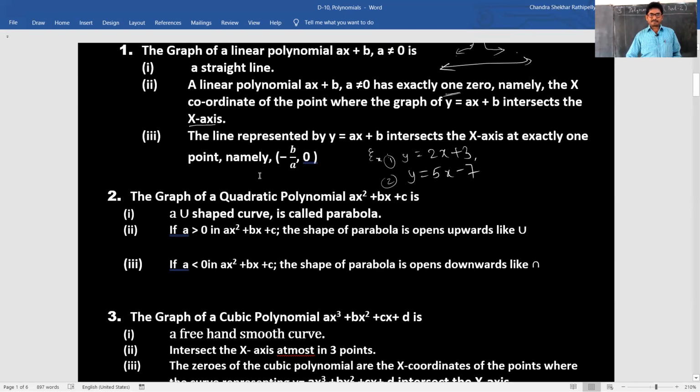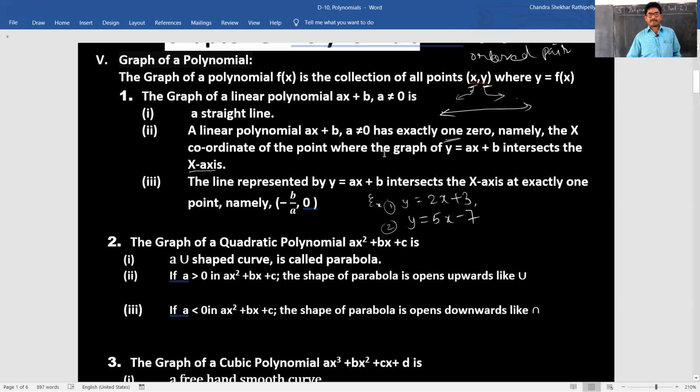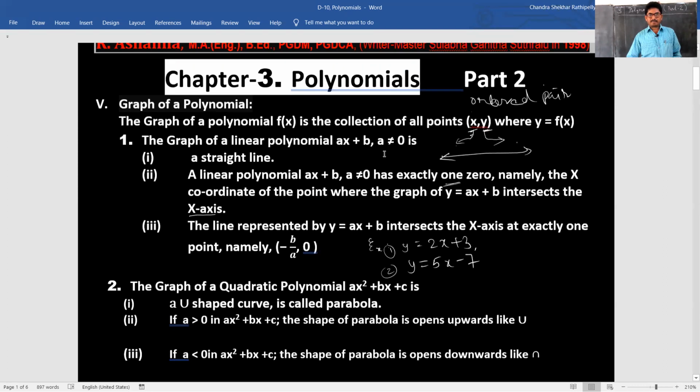The line. Ask ma. Right. Okay. Malli first nunchi explain cheyara sir.